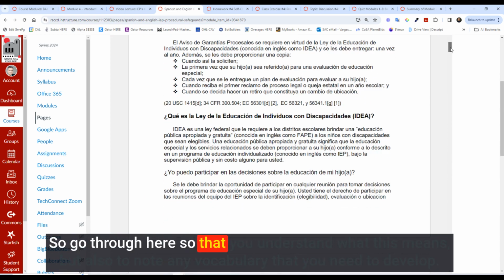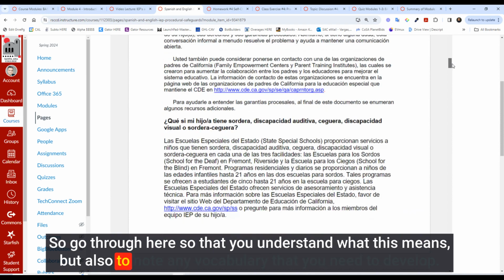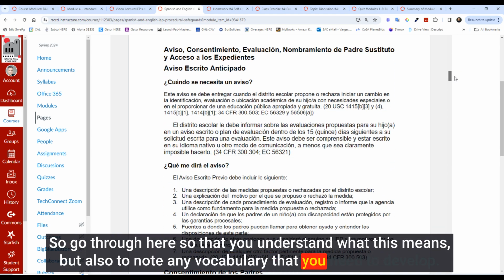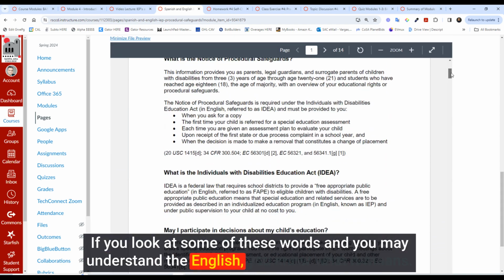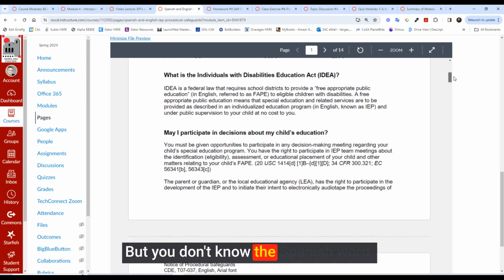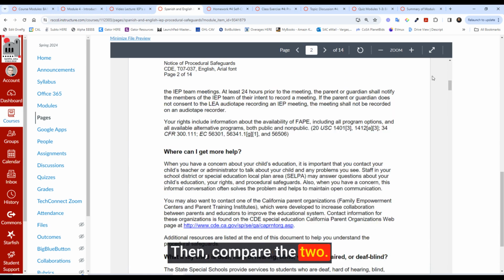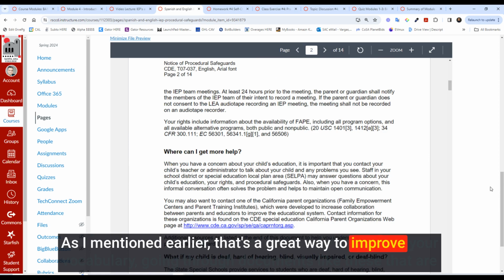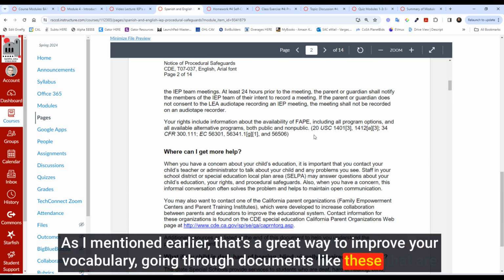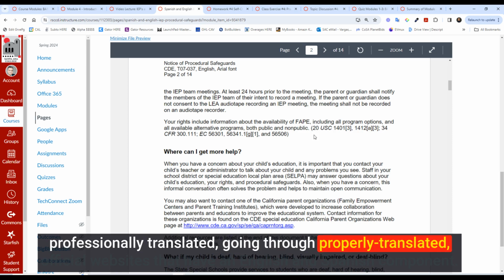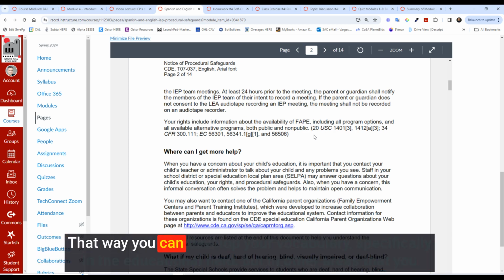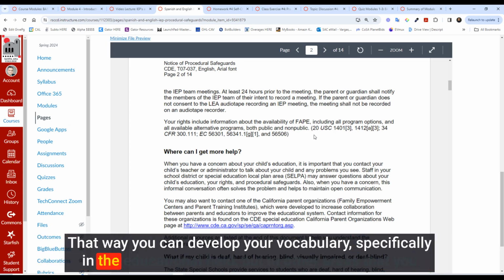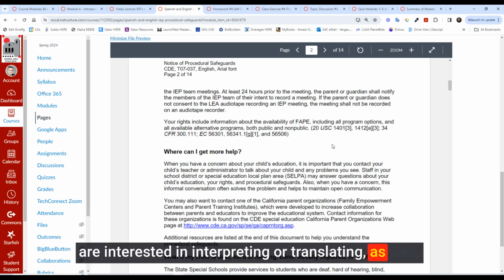So go through here so that you understand what this means, but also to note any vocabulary that you need to develop. If you look at some of these words and you may understand the English, you know what it means, but you don't know the Spanish word, then compare the two. As I mentioned earlier, that's a great way to improve your vocabulary, going through documents like these that are professionally translated, going through properly translated official websites that have an English and Spanish component. That way you can develop your vocabulary specifically in the educational field, but in other areas that you're interested in interpreting or translating as well.